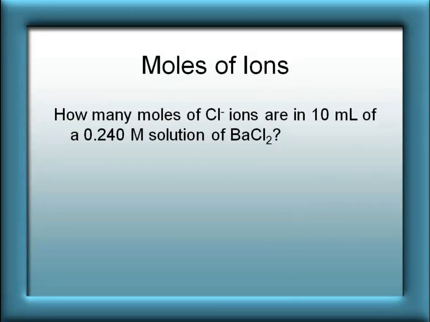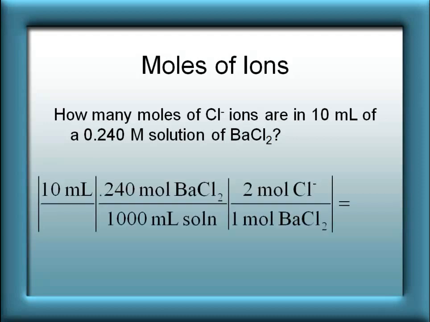Now, number 2 in that last slide talks about moles of ions. Here I'm going to just briefly give you a look at how we can use molarity to figure out the concentration or the number of moles of ions in a solution. How many moles of chloride ions are in 10 milliliters of a 0.240 molar solution of barium chloride? What you would set up is you start with 10 milliliters of solution. We know that in 1,000 milliliters or 1 liter of that solution, we have 0.240 moles of the barium chloride.